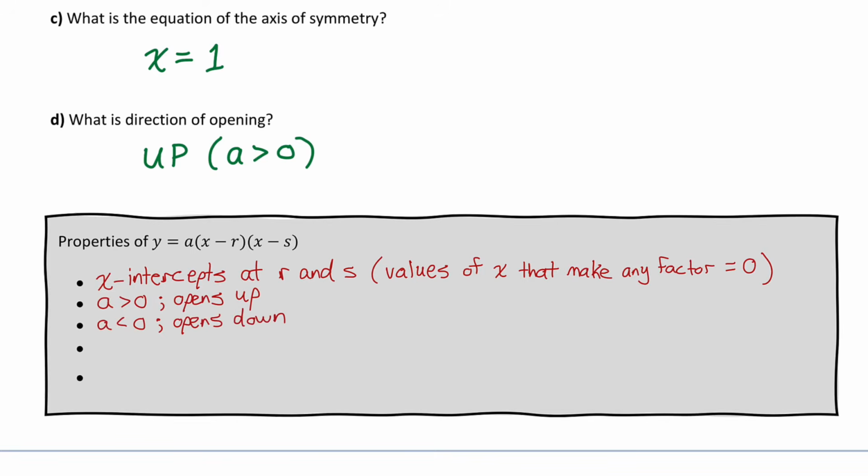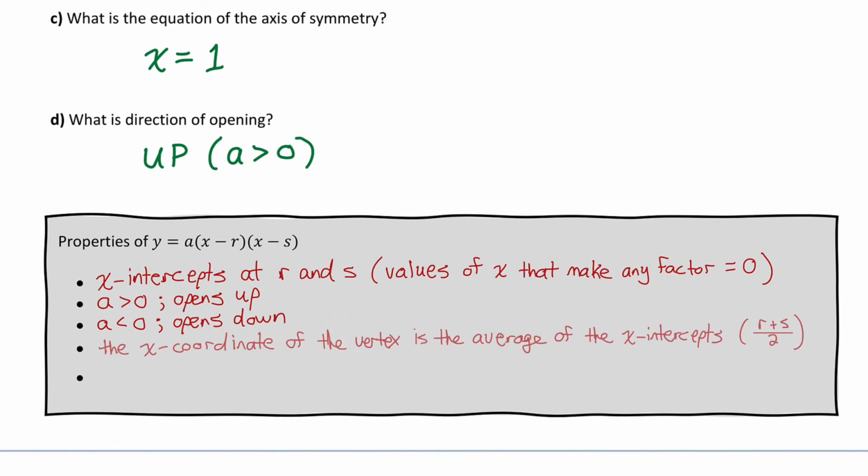The x-coordinate of the vertex, because parabolas are symmetrical, is going to be the average of the x-intercepts, r and s. And we could find their average just by adding them and dividing by 2. And the axis of symmetry is the vertical line that goes through the vertex, so its equation will be x equals the x-coordinate of the vertex, which is r plus s divided by 2. So the equation of the axis of symmetry is x equals r plus s over 2.